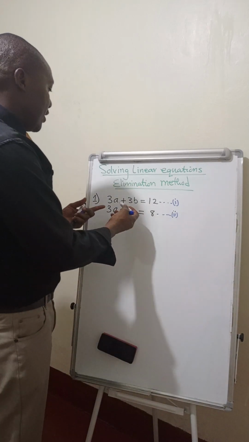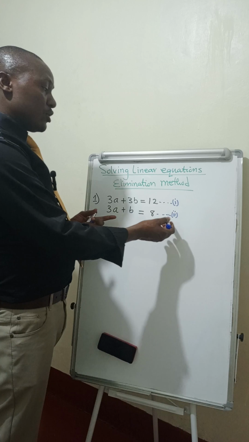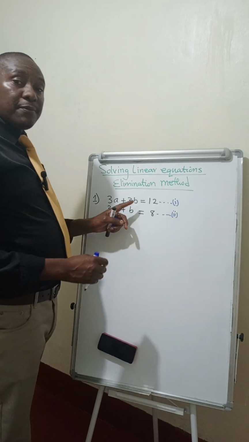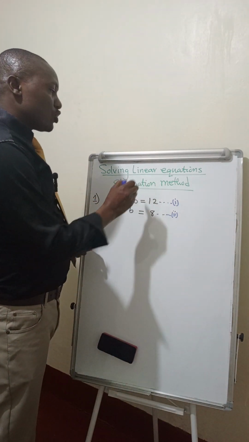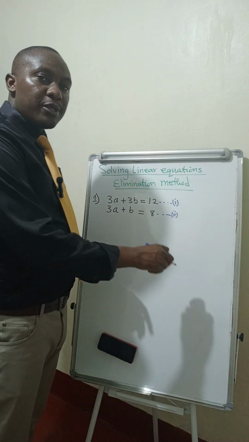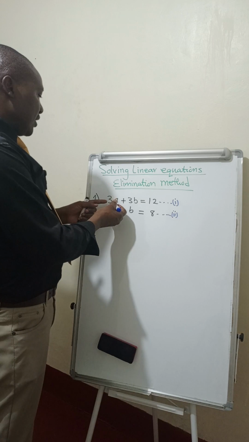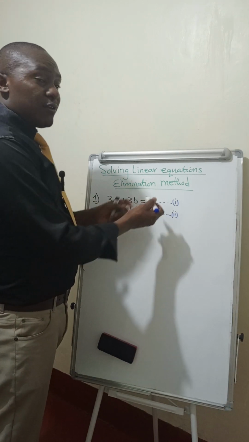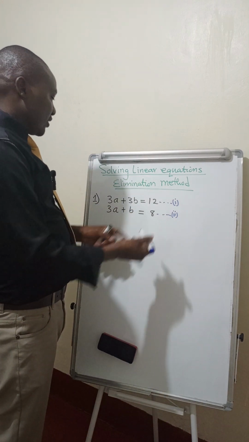Like we name the equation 1, Roman 1, then these are the equation, Roman 2. The unknowns that we have are A and B. Now, as the name goes, elimination. To eliminate something is kind of remove it completely. So if you look at this, 3A plus 3B is equal to 12. 3A plus B is equal to 8.